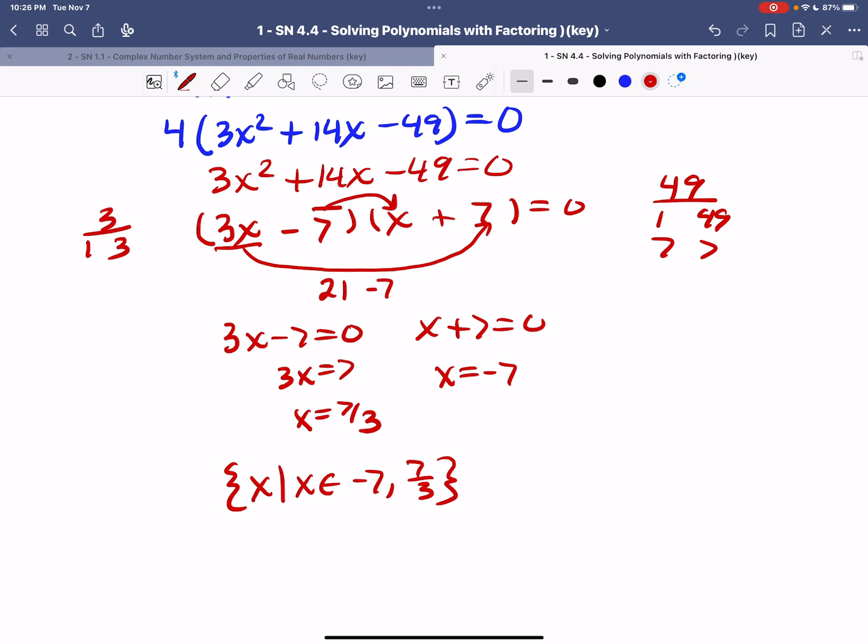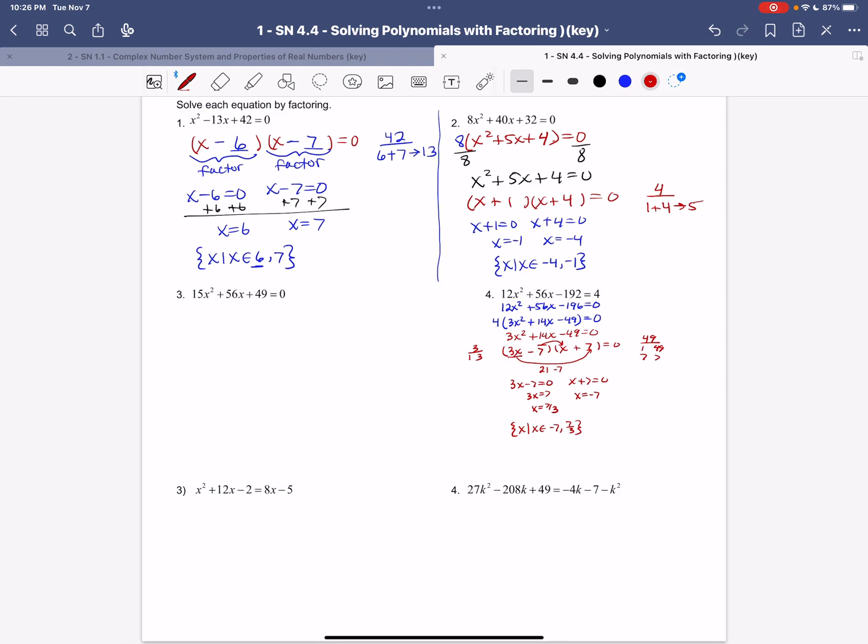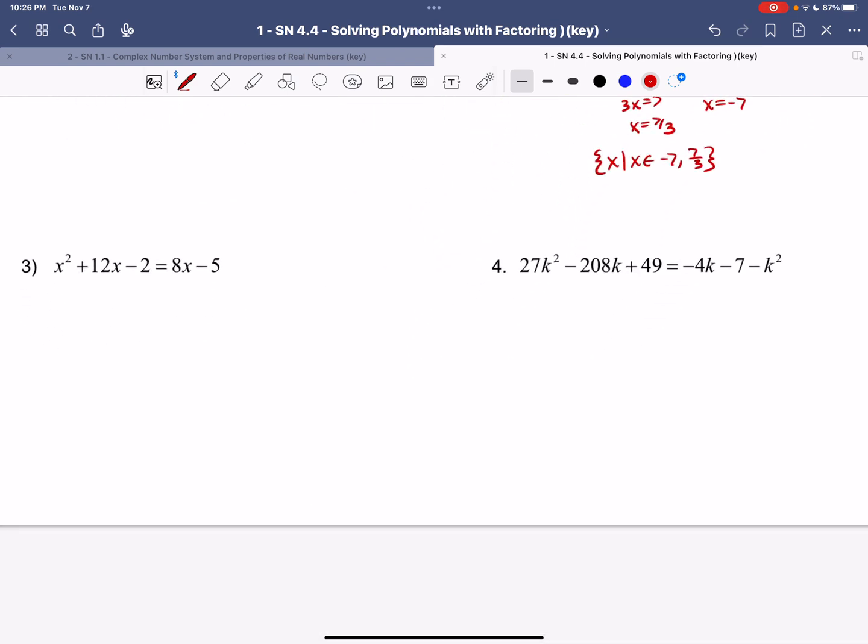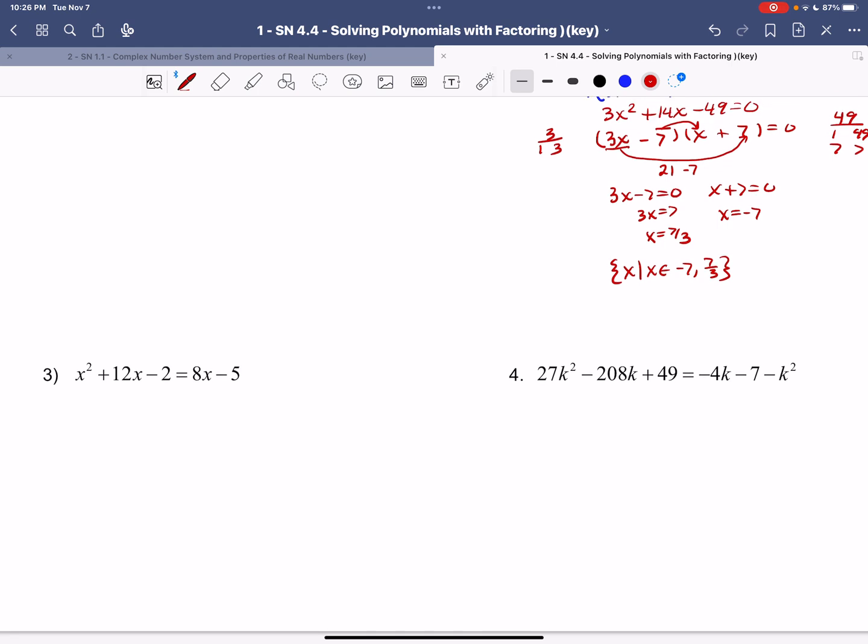There's my answer. Okay, let's go down here, and here's what I want you to do. I want you to pause the video, and I want you to just get these next two, which should be 5 and 6. They got misnumbered, so this is 5 and 6. I want you to just set them equal to 0. Let's just practice doing that because we've got the factoring part down. Okay, pause the video right now.